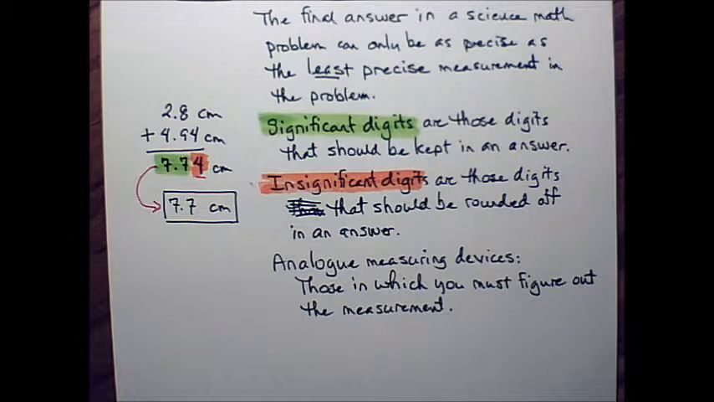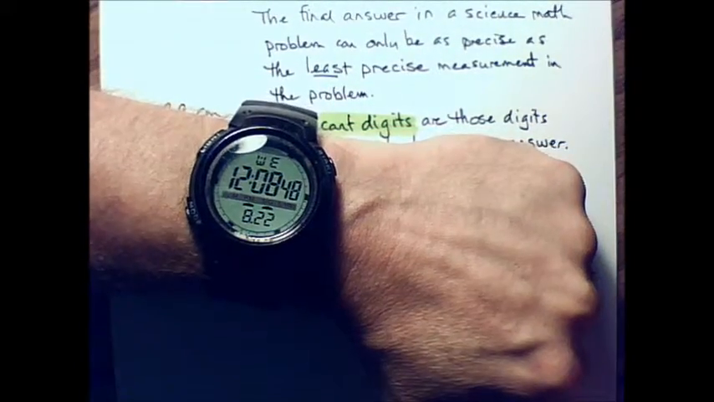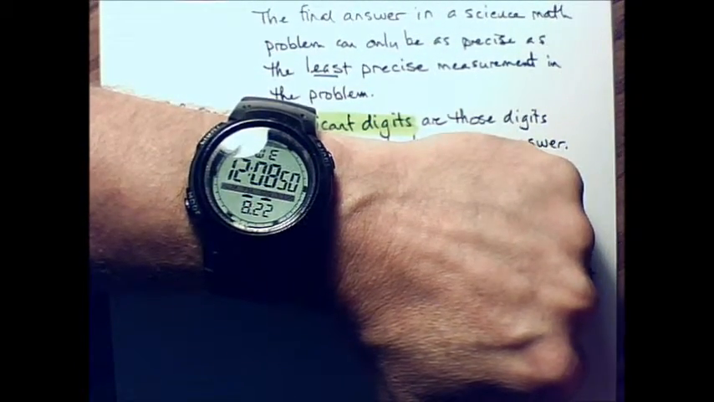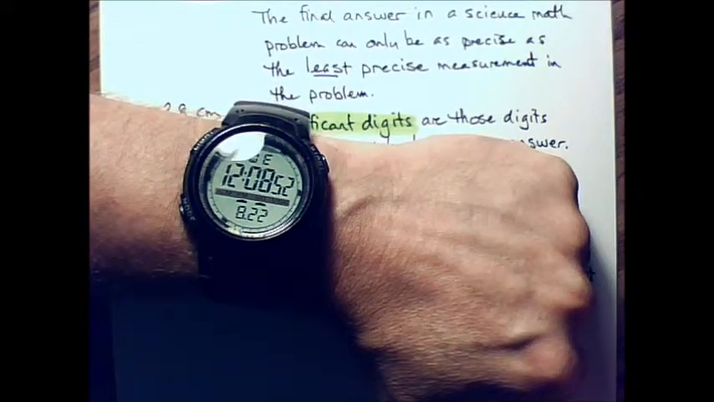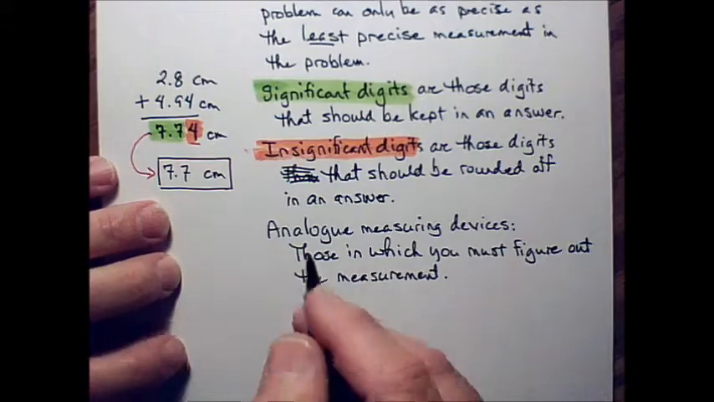Okay. So clocks that have hands are analog measuring devices. What about this measuring device right here? Okay, no. This is what we call a digital device. So that's our next definition.